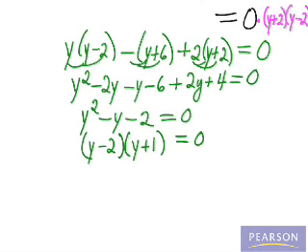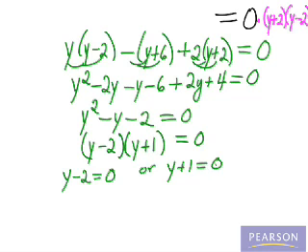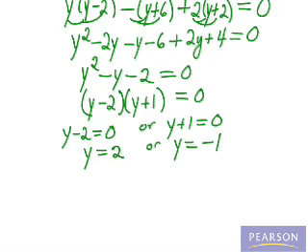Using the zero factor theorem, we have y minus 2 is 0, or y plus 1 is 0. That gives us y equals 2, or y equals negative 1. Because 2 is a number that cannot be a solution, as it causes an expression to be undefined, 2 is extraneous. So the only solution is negative 1.